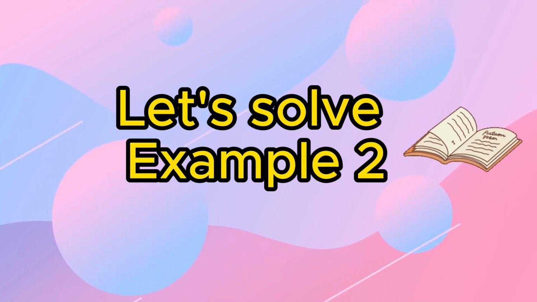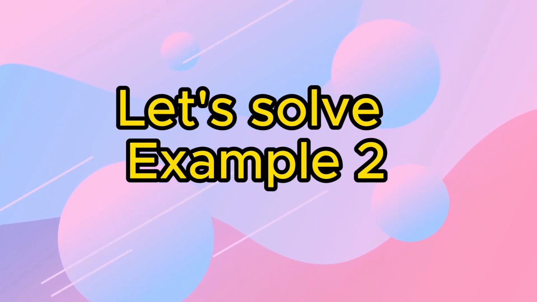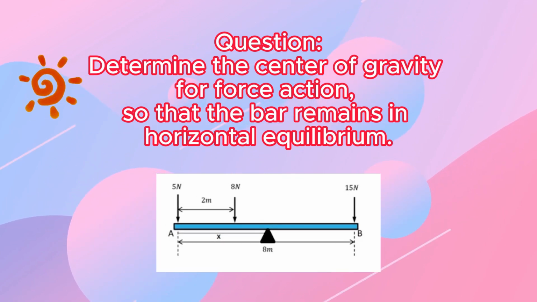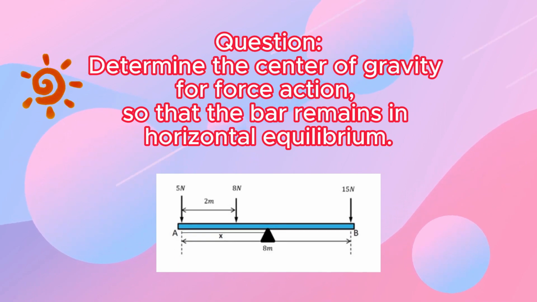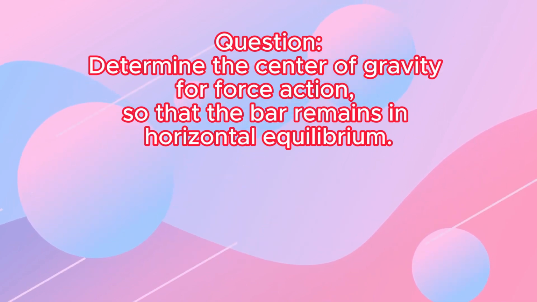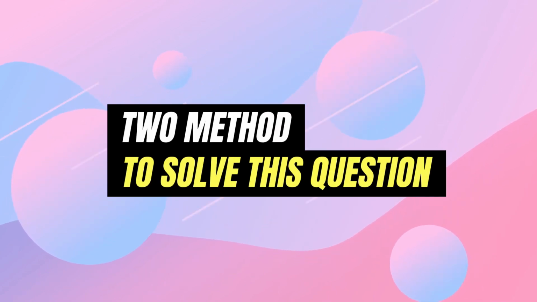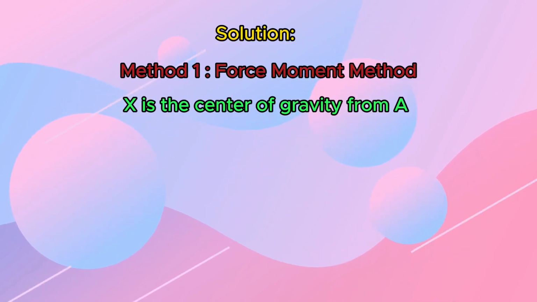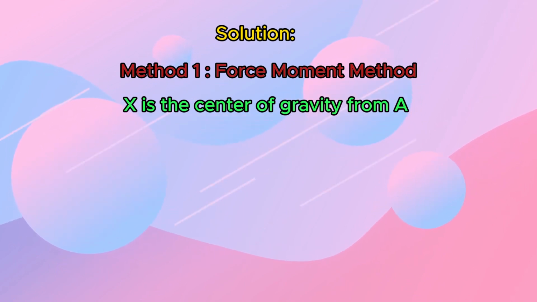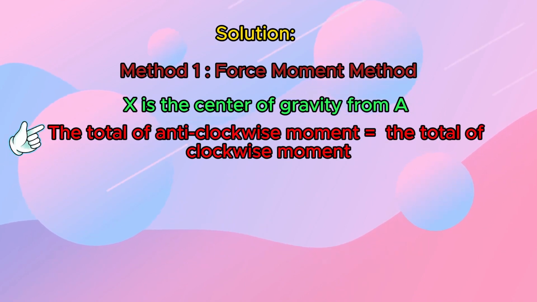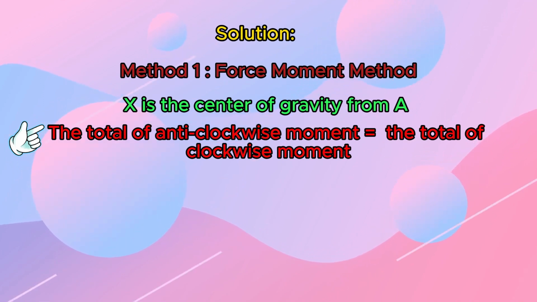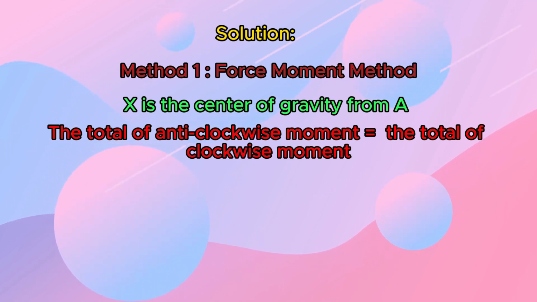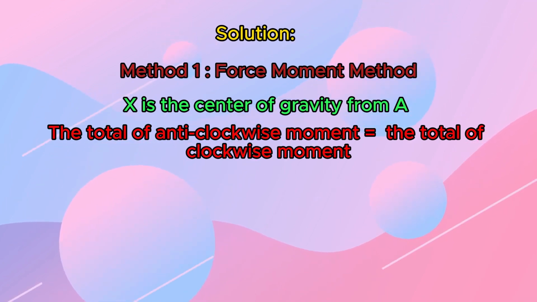Next, let's have a look at example 2. The question needs you to determine the center of gravity for force action so that the bar remains in horizontal equilibrium. There are two methods to solve this question. Method 1, force moment method. X is the center of gravity from A. Step 1. The total of anti-clockwise moment equal to the total of clockwise moment. Step 2. Substitute to the formula for the principle of moment of force.